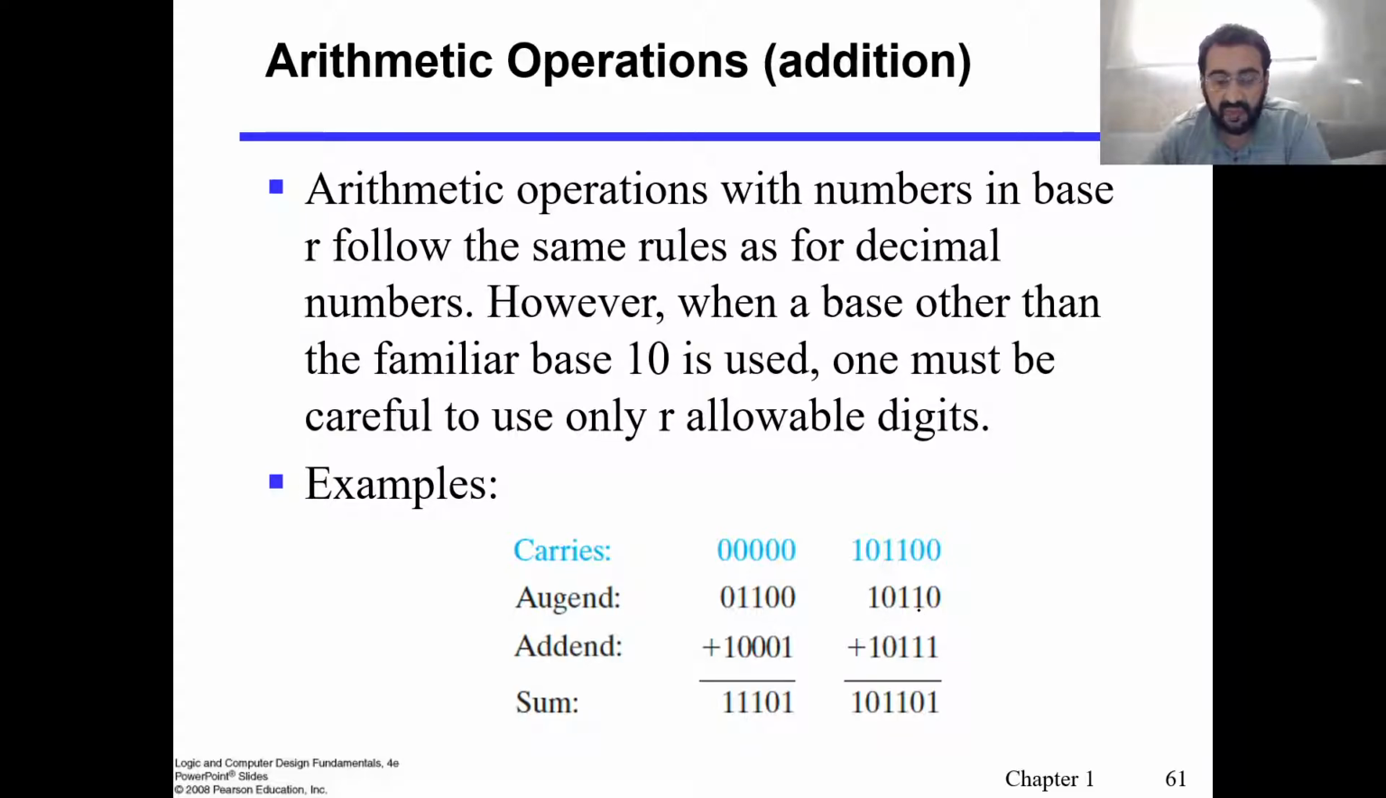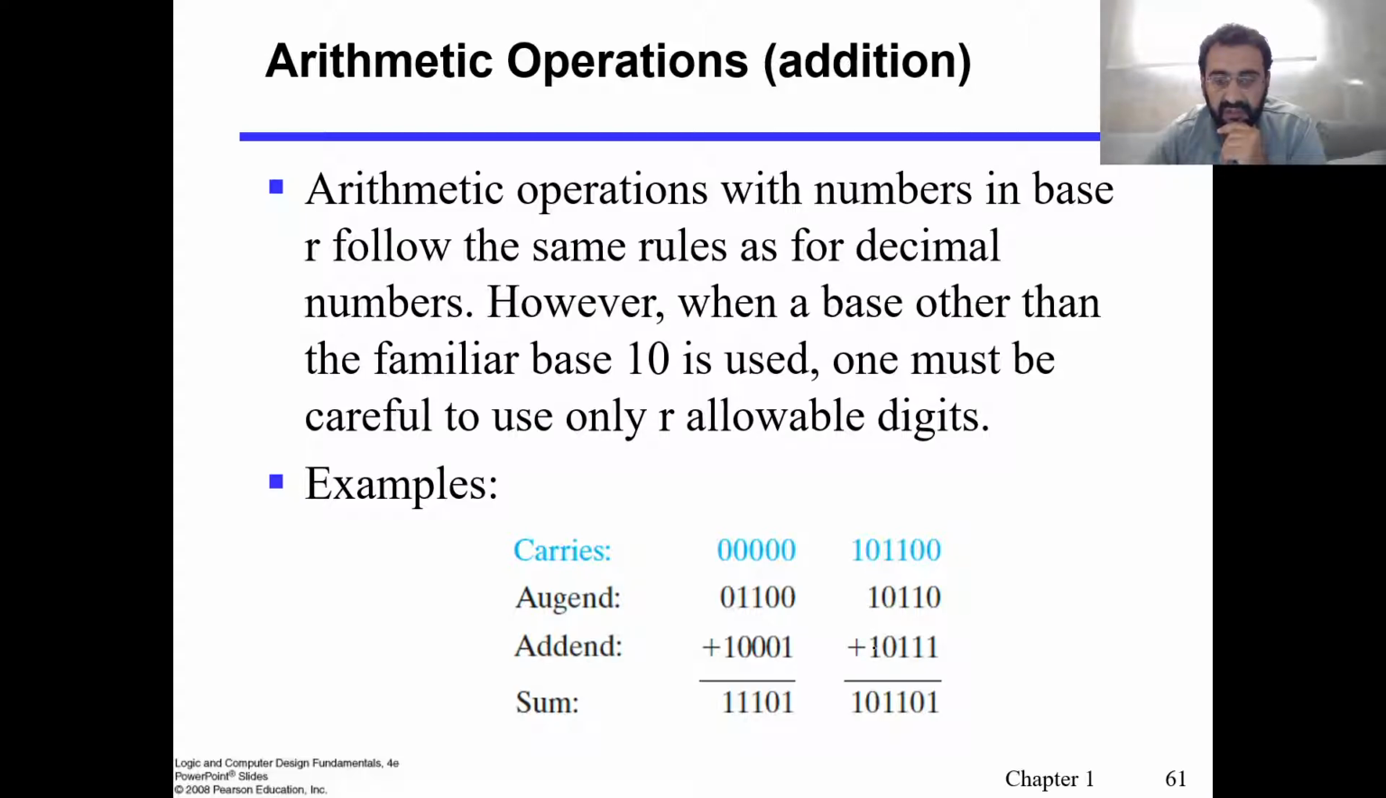So when we write 10, we need to write 0 here, and then carry 1 to the next column, to the next weight. So here we have 1 plus 1, it gives 10, plus 1 gives 11. So we write 1, and we carry 1. Then we have 0 plus 0, 0 plus 1, 1. We write 1 here. Finally, we have 1 plus 1. Of course, the carry is 0.